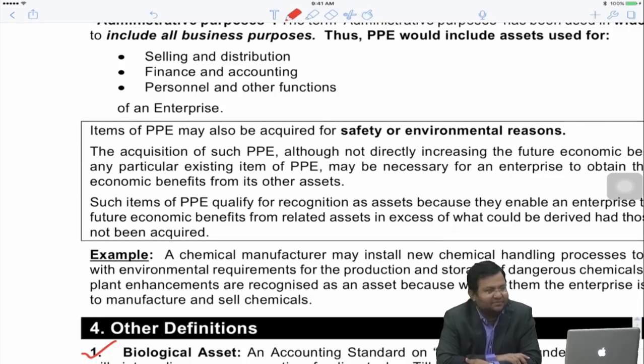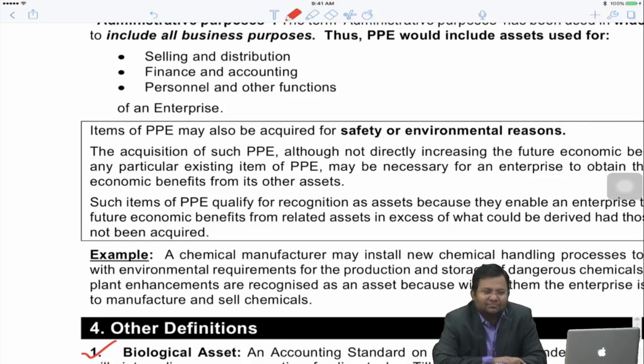Not for profit. I am Symbiosis, not for profit. We have purchased buses for transportation of the students. Will these buses be a property, plant, equipment? How many say yes? How many say no? These will be property, plant, equipment. Profit, for profit or not for profit doesn't make a difference. Standards are equally applicable to profit organizations and not for profit.